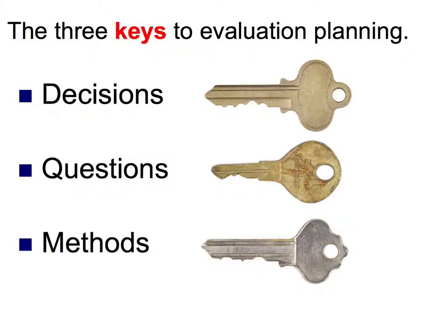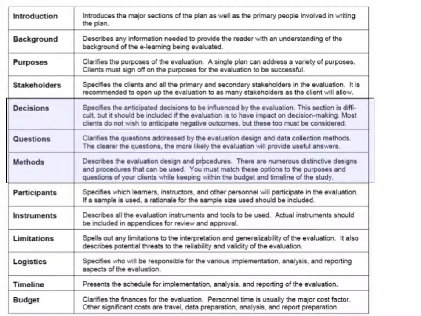But I don't want you to go away thinking these are the 3 things that you have to do. Evaluation planning is a pretty complex process, and here's sort of it encapsulated. You have to have an introduction, you have to get background information, you need to define purposes, you need to get the stakeholders, you have to figure out who your participants are, you have to create instruments, you have to figure out what the limitations are, you have to work out all the logistics, you have to have a timeline, you have to have a budget, but embedded in the middle of that are the 3 key things: decisions, and then from the decisions, questions, and from the questions, methods. Those 3 drive all the rest of it, but all the rest of it is a part of what it means to do evaluation planning.